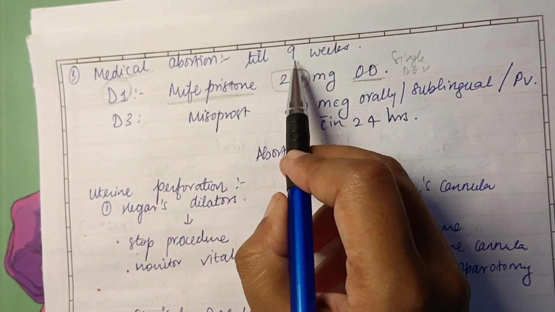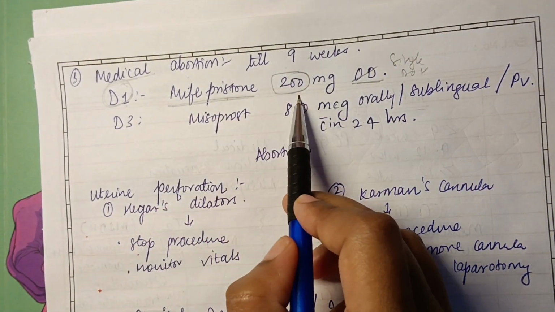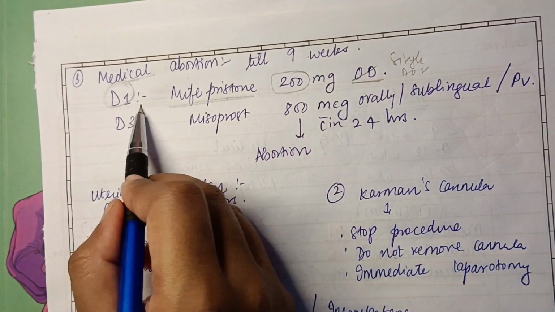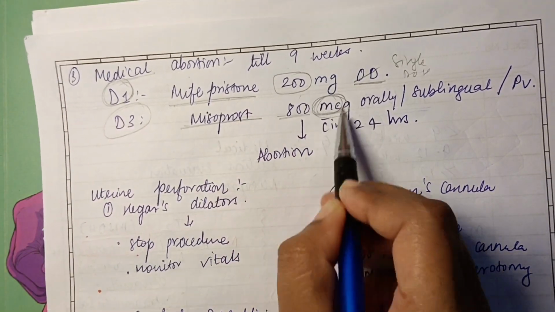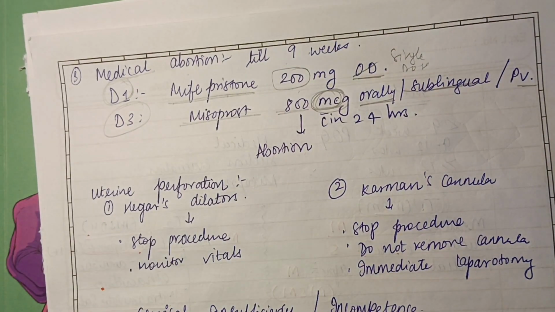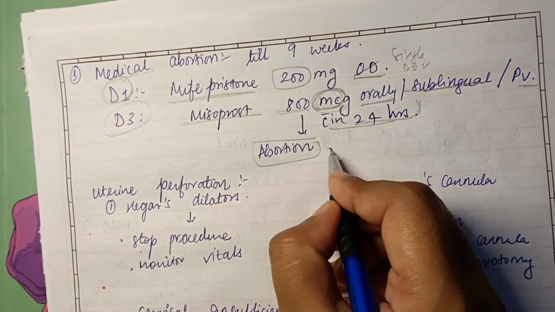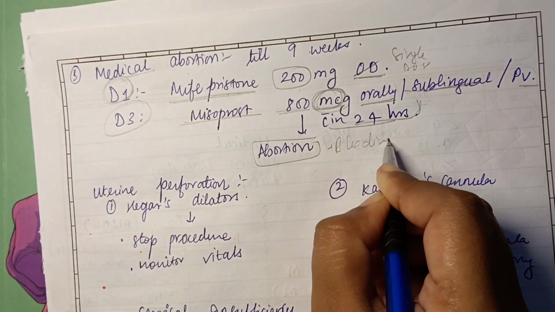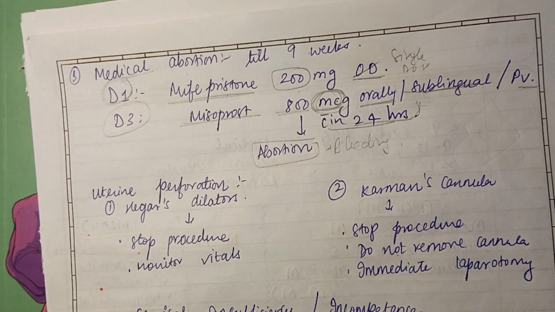So medical abortion will be done till 9 weeks. Day 1, mifepristone 200 milligram single dose. On day 3, you will give misoprostol 800 microgram, it is microgram, orally, sublingually or per vaginally. Within 24 hours, abortion will occur. If the patient bleeds, it means that misoprostol has worked.